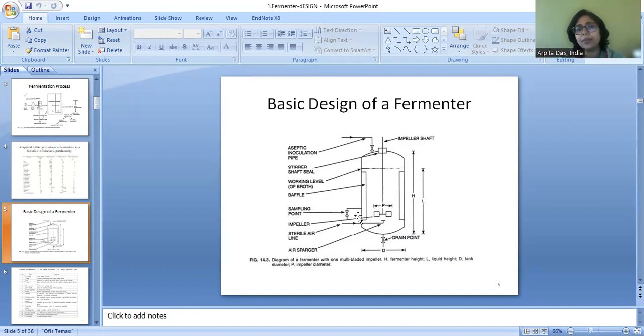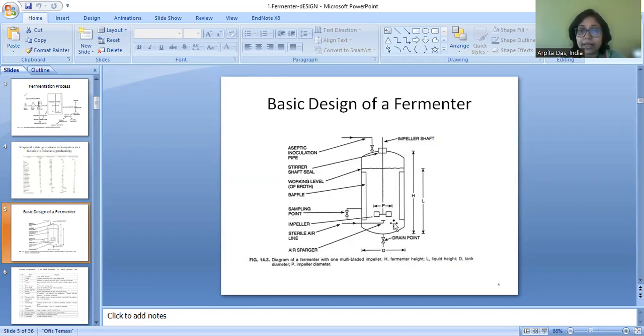Now there is a sampling port. That means after a certain time of fermentation, whether the fermentation is perfect or not has to be checked. So some sample has to be taken out from the bioreactor to check that. So this is that sampling port.